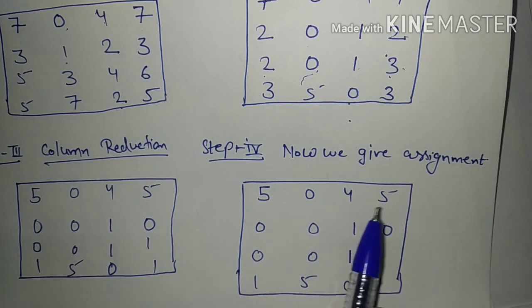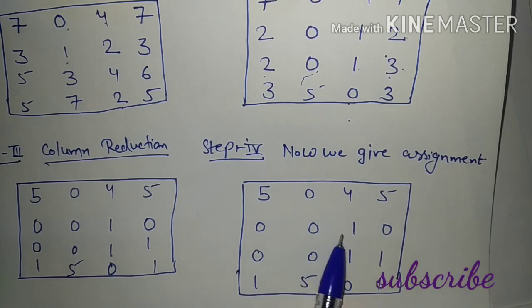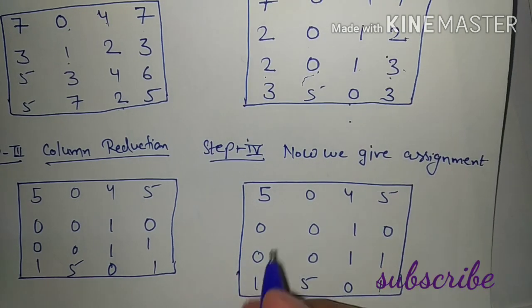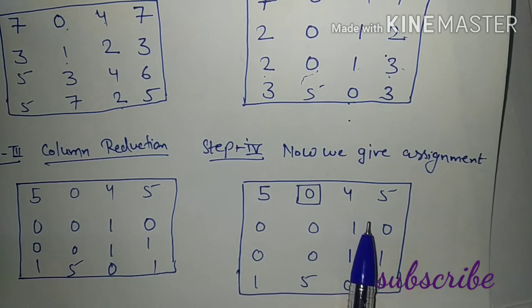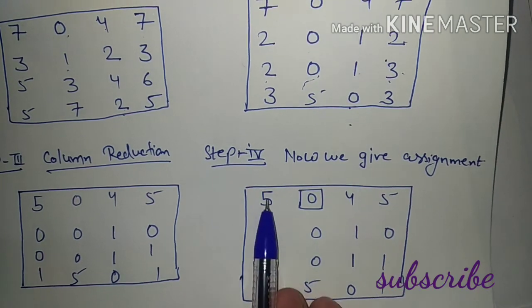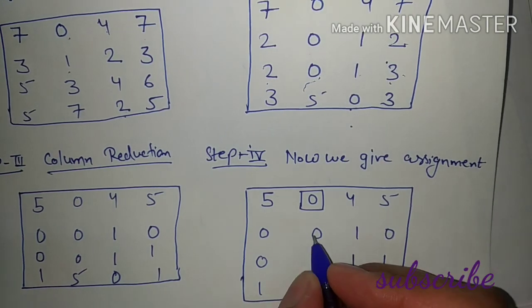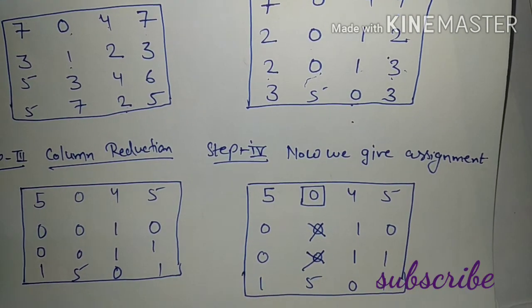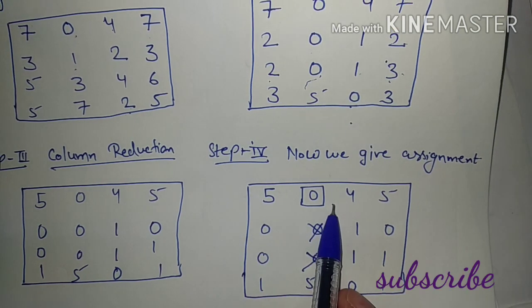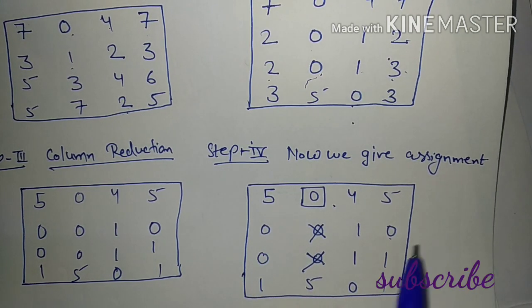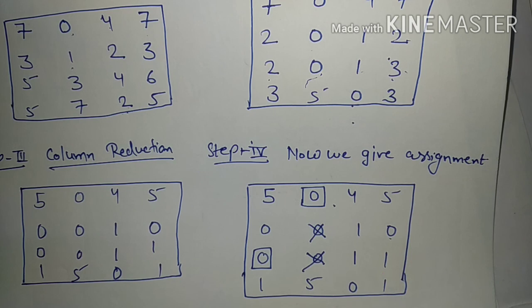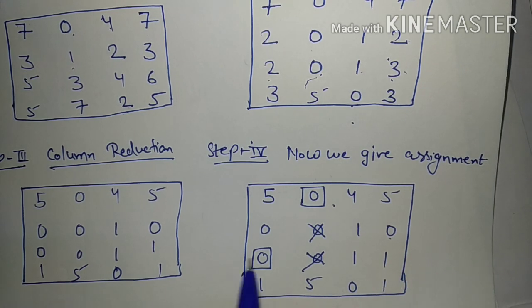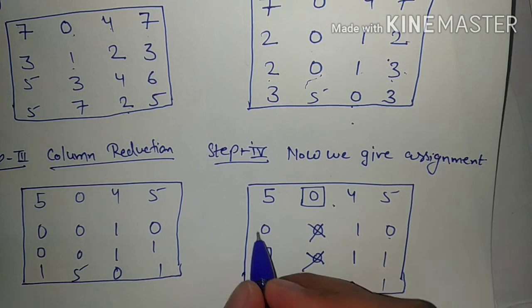First we find a single zero in a row and make a square around it. Let's scan all the rows one by one. In row 1 there is only one zero, so make a square around it, and if there is any zero in that column or in that row, then cross it over. There are two zeros, so cross them over. Again, in row 1 no zero, in row 2 there are two zeros, so leave it. In row 3 there is only one zero, so make a square around it. If there is any zero in that row and in that column, then cross it over.